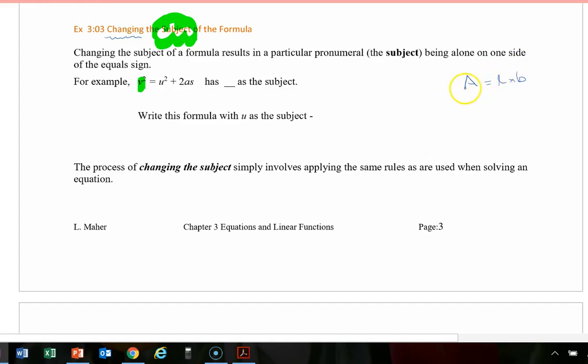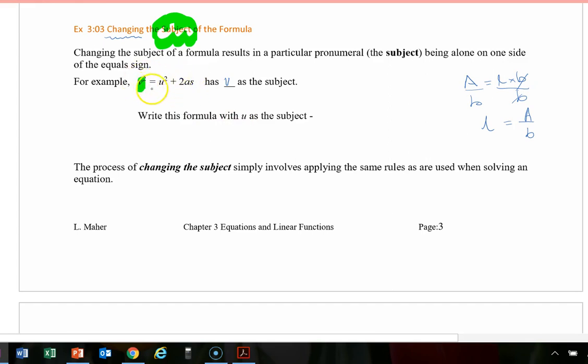So if we wrote this formula by getting L by itself, for example, divide by B, and now we've got L is equal to A all over B, I've clearly changed the subject to L. In this example, V is the subject, since V squared is U squared plus 2AS. It has V as the subject. And of course we could write the formula with U as the subject.